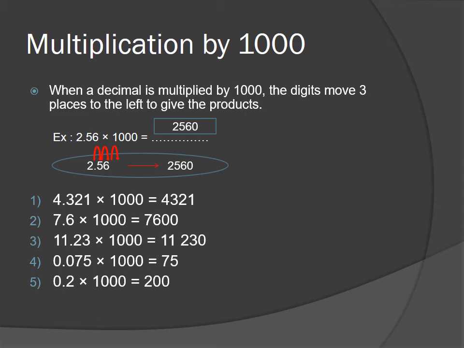First question, 4.321 has to be multiplied by 1000. Then you want to move that decimal point 3 places to the right. Then the answer is 4321. 7.6 times 1000 is equal to 7600.